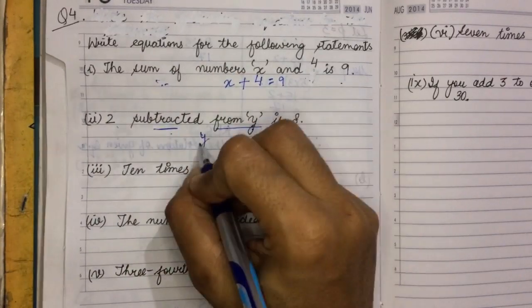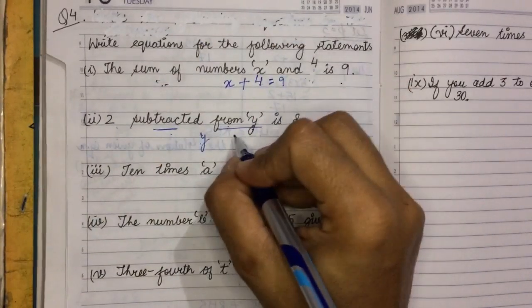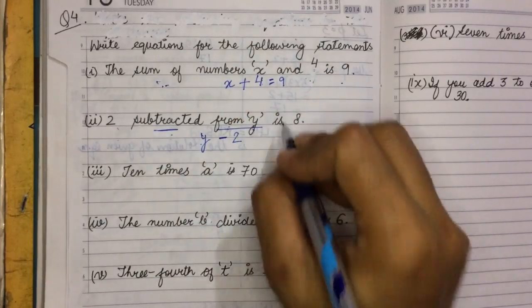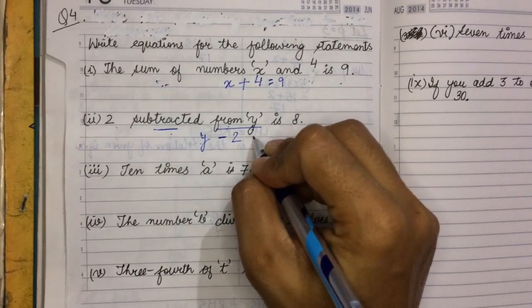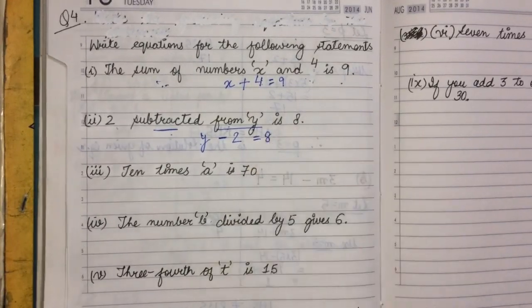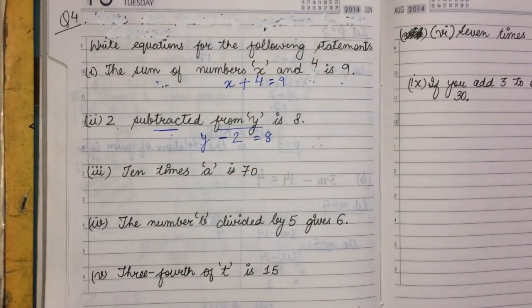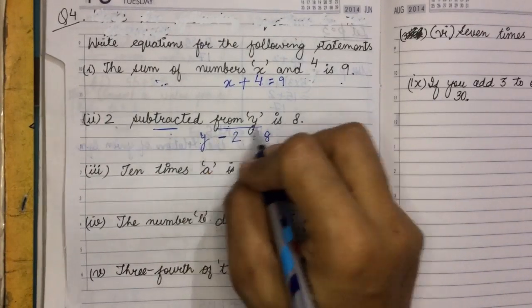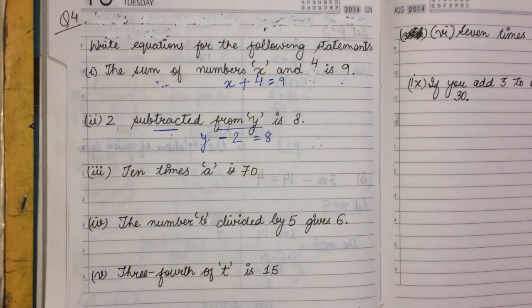So y at the first place, 2 at the second place. Subtraction will be shown by minus sign, and is 8. The answer is 8, so this will be written by equality sign, equals to 8. So this is subtraction of 2 from y and you get 8 as your answer.